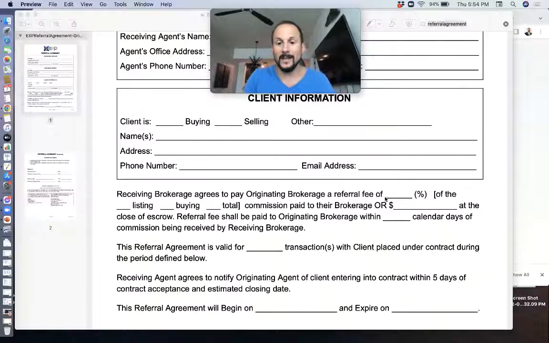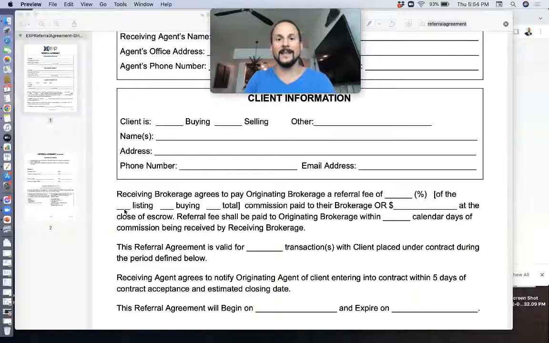Okay. So here it says you're going to give a referral fee of blank percent of the listing, the buying. I like total, total covers both sides, right? So whatever the total commission is that the agent you sent to is going to get, you're going to get that percentage. So I usually put total commission paid to the brokerage, right? So for instance, if you were to send them a listing and they double-sided it, then you're going to get the percentage of the total commission they got instead of putting just the listing side.